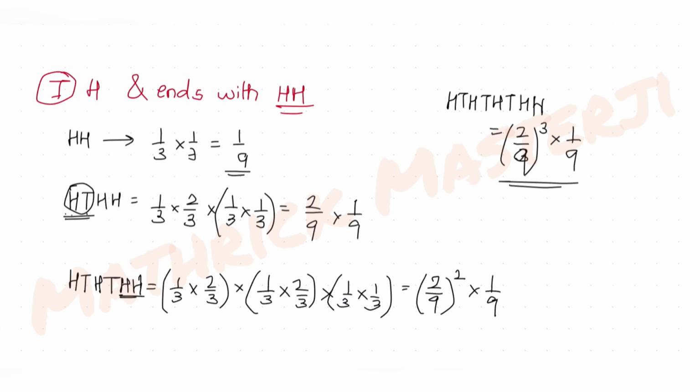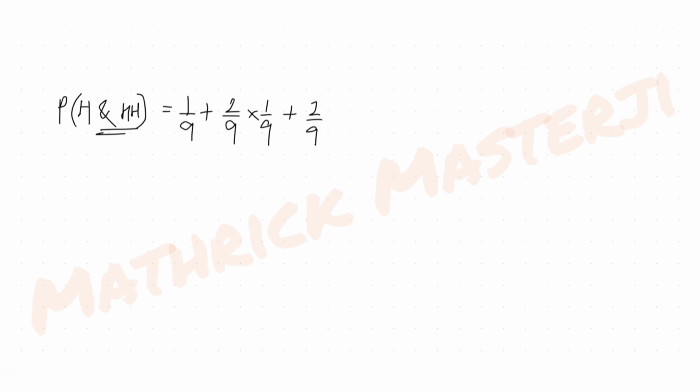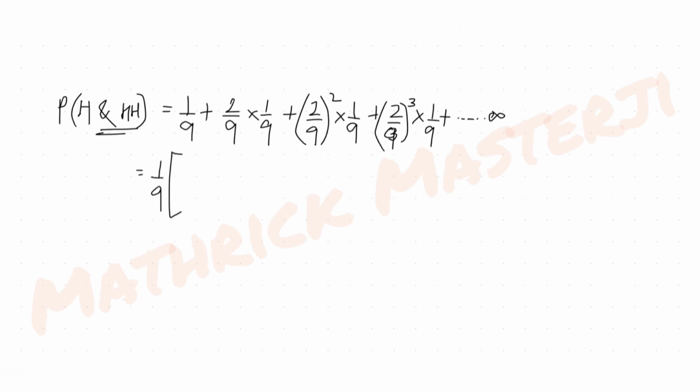So if I want to find the total probability of this entire scenario, I'll add all of these outcomes. So I'll have an infinite number of possibilities here. So the probability of beginning with head and ending with two heads is 1/9 plus 2/9 into 1/9 plus (2/9) square into 1/9 plus (2/9) cube into 1/9 and so on, till infinite terms you are adding. And when you're adding all of these infinite terms, 1/9 is common. You get 1 plus 2/9 plus (2/9) squared plus (2/9) cubed, and this continues till infinity.